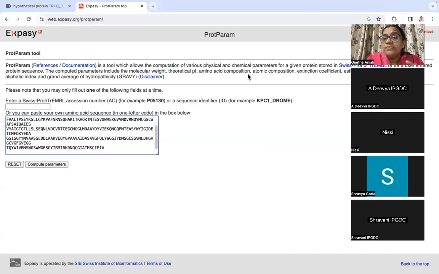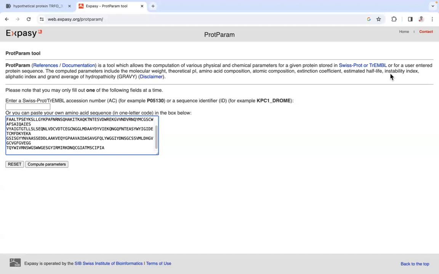for a given protein sequence. So it calculates its molecular weight. It calculates its theoretical pI. It analyzes the amino acid composition of that particular protein. It gives some atomic composition. It gives some extinction coefficient. A very important parameter is its stability. It gives some estimate of its stability, whether this protein is stable if it is produced outside.